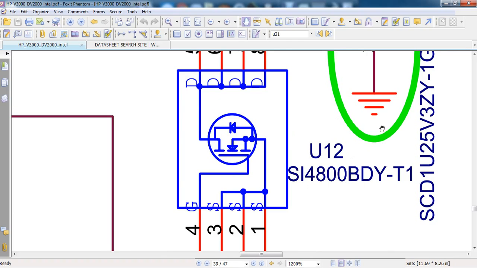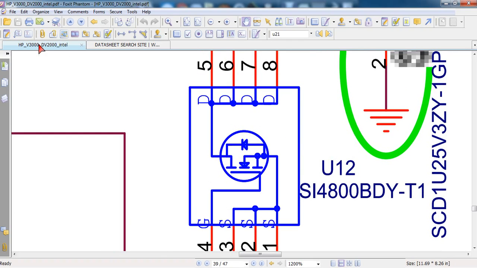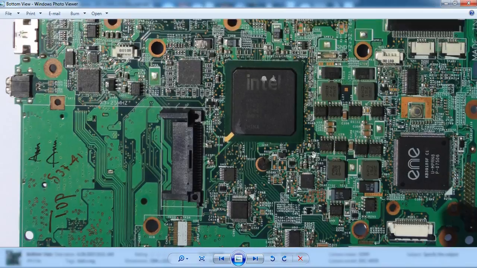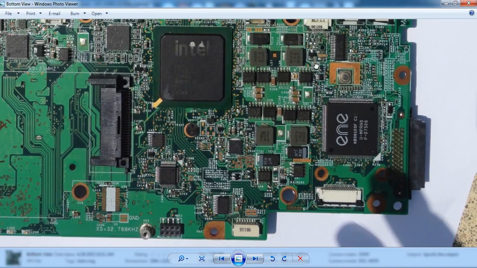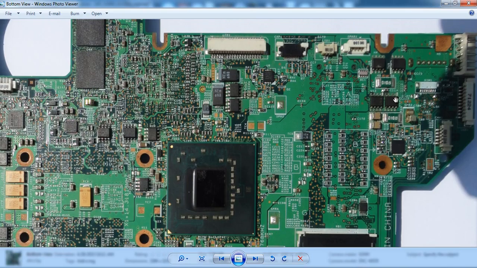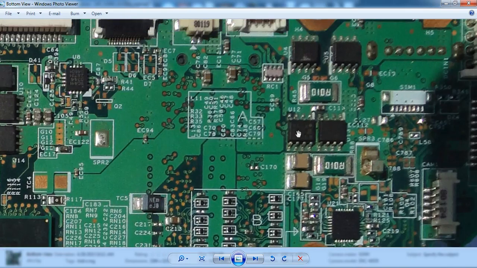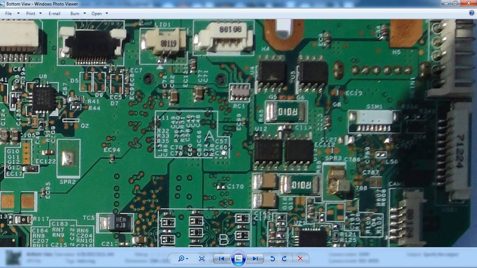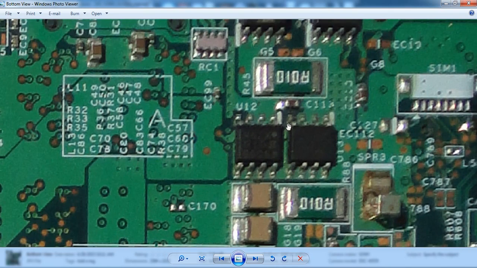This is U12, SI4800. If you want to see this MOSFET on the motherboard, just check U12. U12 is fixed close to the charger section. This is U12, and this is U13. The part number is here. This is pin number 1. Pins 1, 2, 3 are source. Pin number 4 is separate.